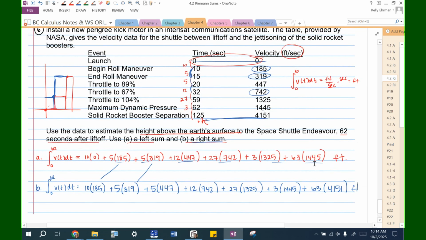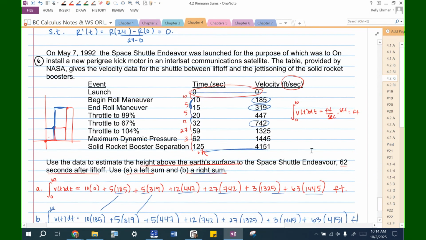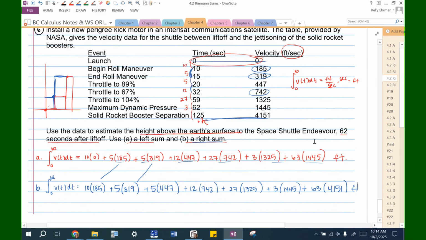All right, that finishes our Riemann sum problems. We're going to do abstract Riemann sums tomorrow. They are abstract, to say the least, so we will work on that and see how we do.